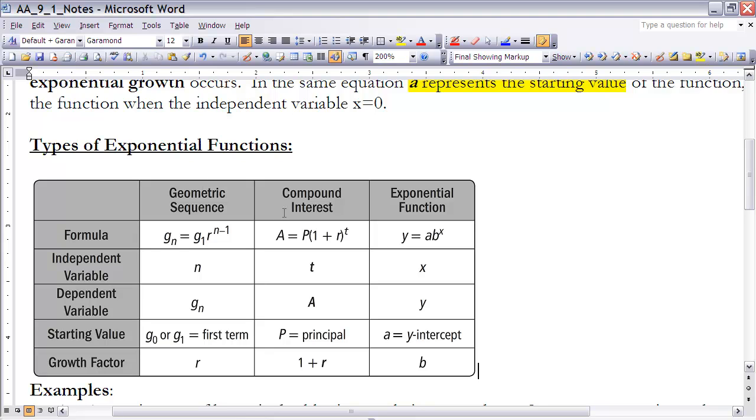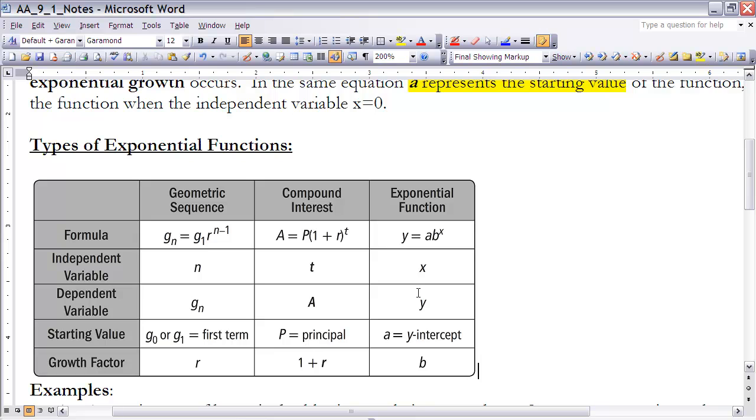Compound interest was also an exponential function. Generally, once again, we work with it in terms of being discrete, as in the amount of time had to be a specific number of years. So generally we worked with that primarily in a discrete fashion as well.